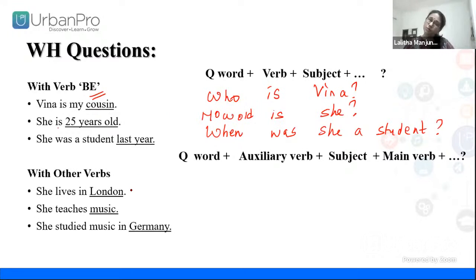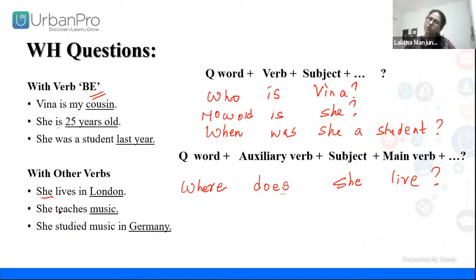Let's see how to make WH questions for these sentences which have other verbs. She lives in London. What is underlined here? London. So what should be the question word I need here? Where. I need a helping verb here, so I need does. What is the subject? She. And because I have already put the S in does, I just have to put live. Where does she live?